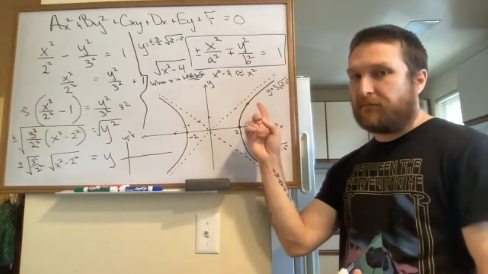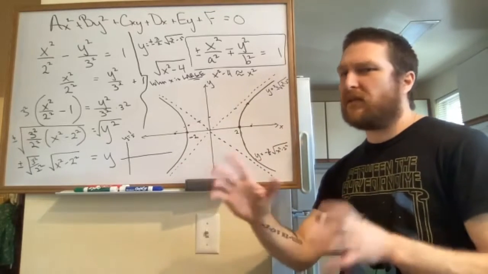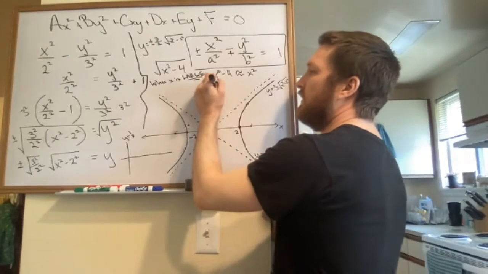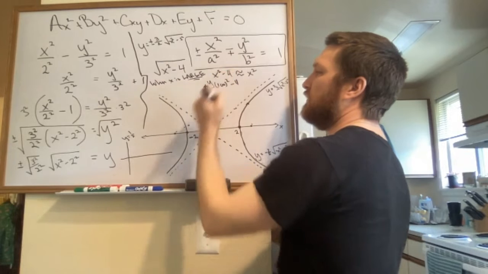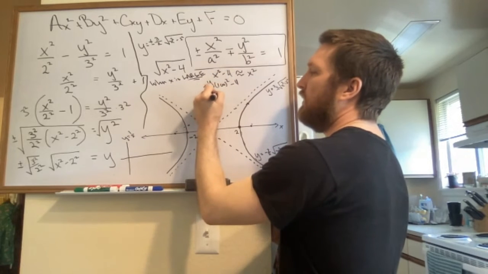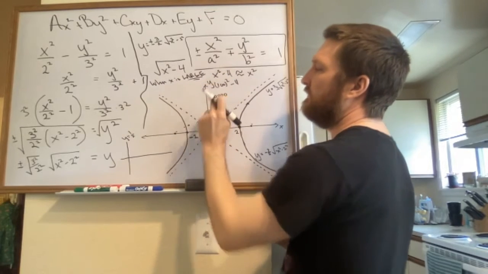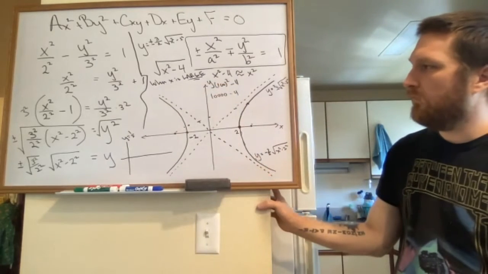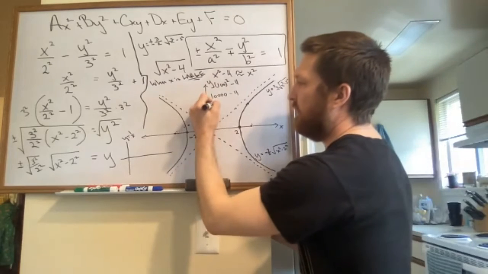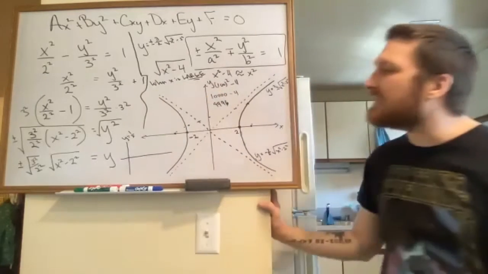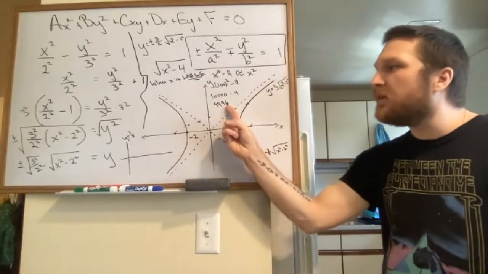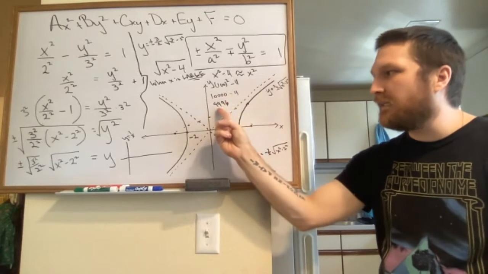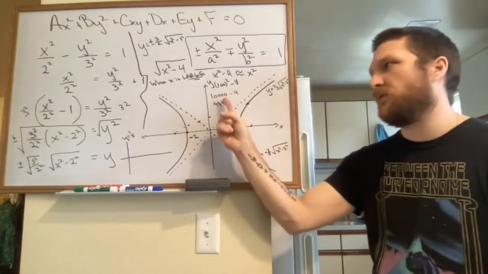But take 1,000,000 and square it. Or rather, let's just take 100 and square it. 100 squared minus 4. 100 squared would be a 1 with 4 zeros after it. 1, 2, 3, 4, I believe. Minus 4 is 9,996. That's very, very close to 100 squared, which is 10,000. 9,996 is very close to 10,000.